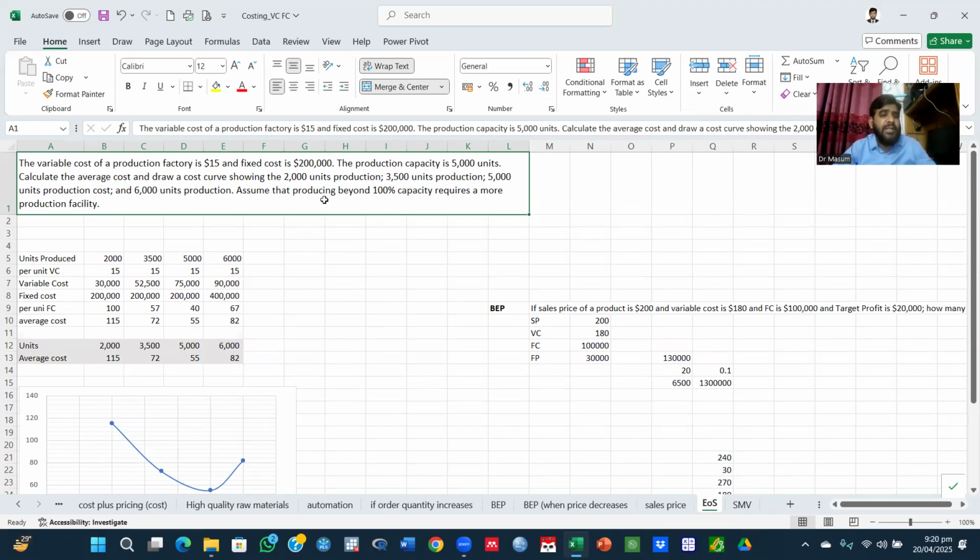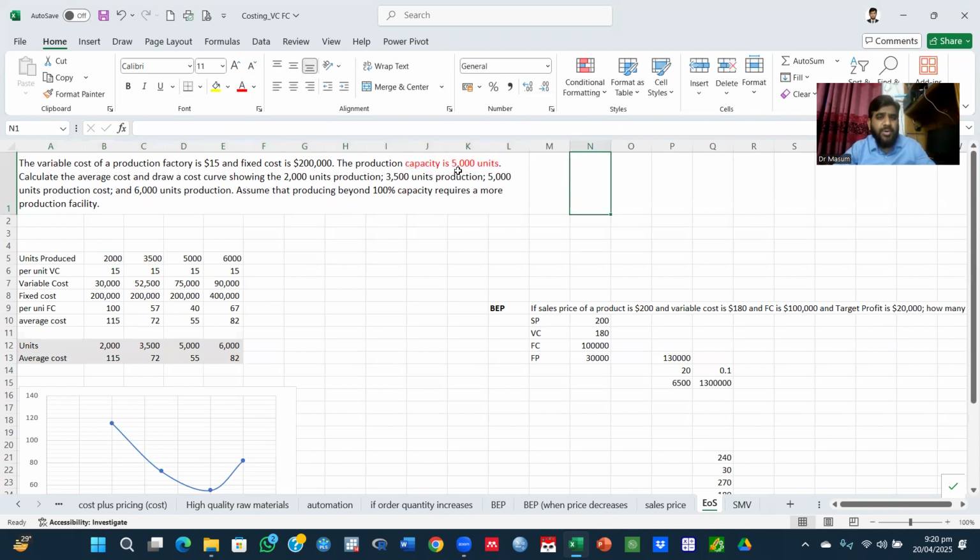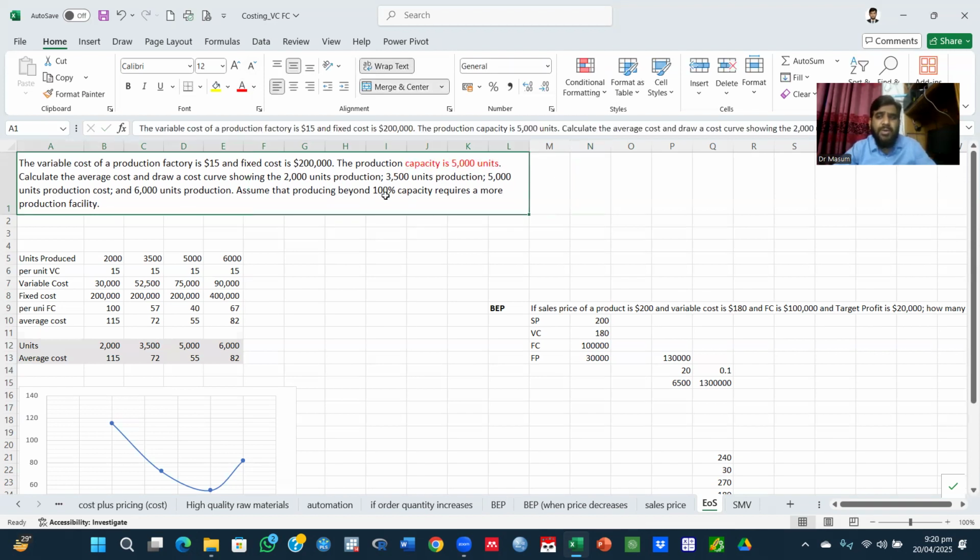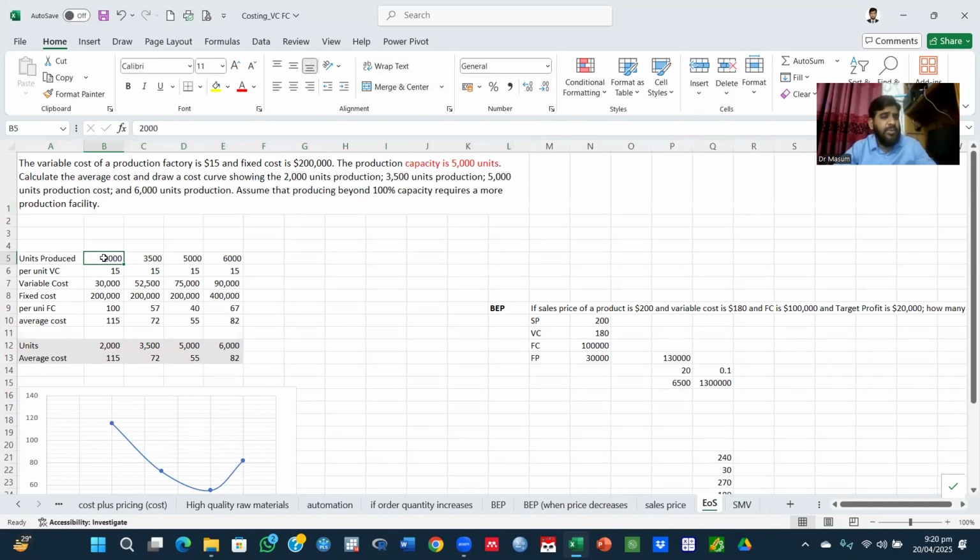Assume that producing beyond 100% capacity, your production capacity is 5,000. So when you are producing beyond your production capacity, you have to rent one more factory or you have to rent one more machine. So your fixed cost will increase. Beyond 100% capacity, your fixed cost will increase. Here, when you are producing 2,000, 3,500, 5,000 and 6,000, what happens?